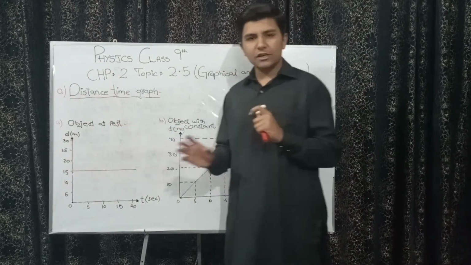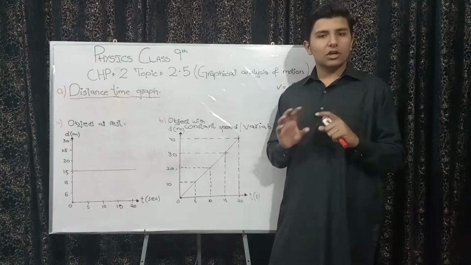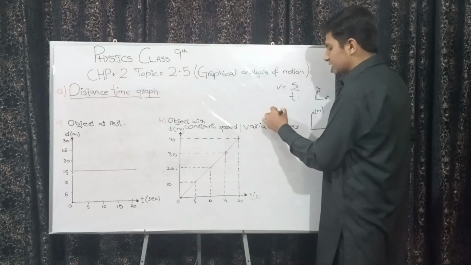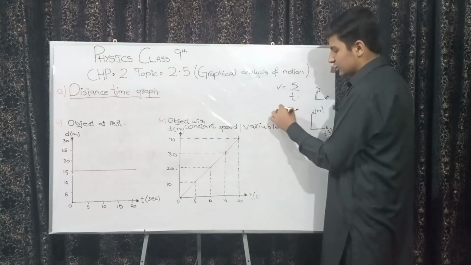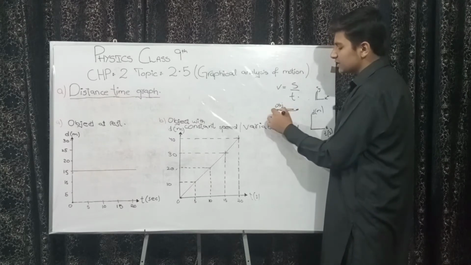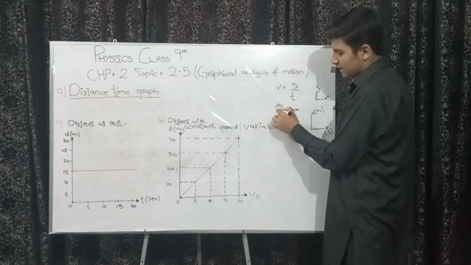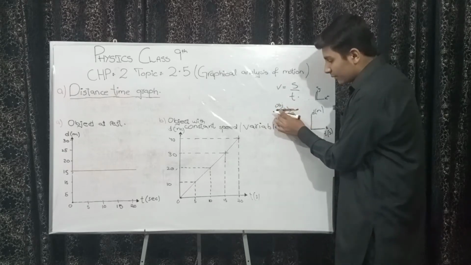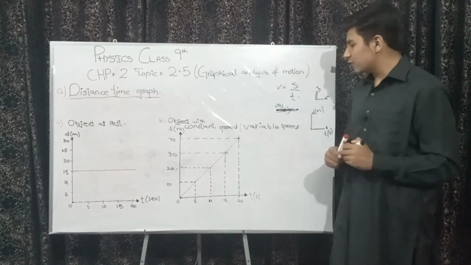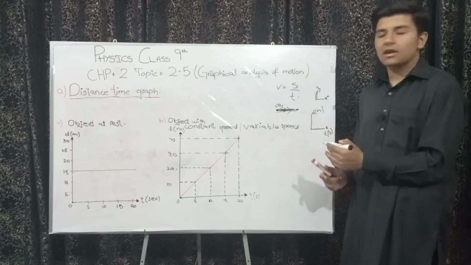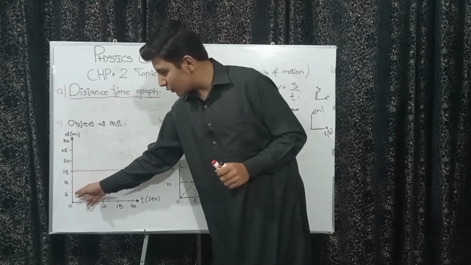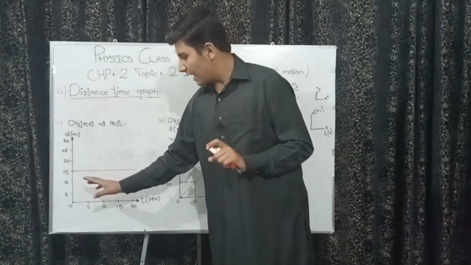So in an object at rest, it means that the object is stationary, it is not moving. For example, if an object is kept here, it is not covering distance, it is at rest, it is at the same point. It is not covering distance, but time is passing. As we know, time does not wait for anyone, so the time continuously passes and the object is at rest. So the distance will be 0 here, the distance will not change, the distance will be at the point 0.